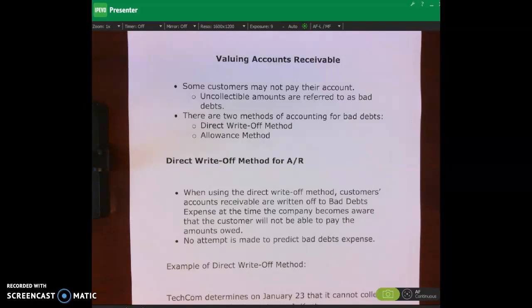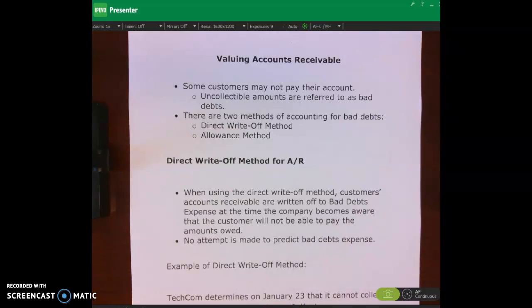Okay? So what that's called is bad debts. That's what I'm saying right over here. Uncollectible amounts are referred to as bad debts. Okay, so we'll talk about that as bad debts expense. So when a customer can't pay us, we have to recognize bad debts expense. That's what that is. So there are two different ways that we can account for bad debts expense.